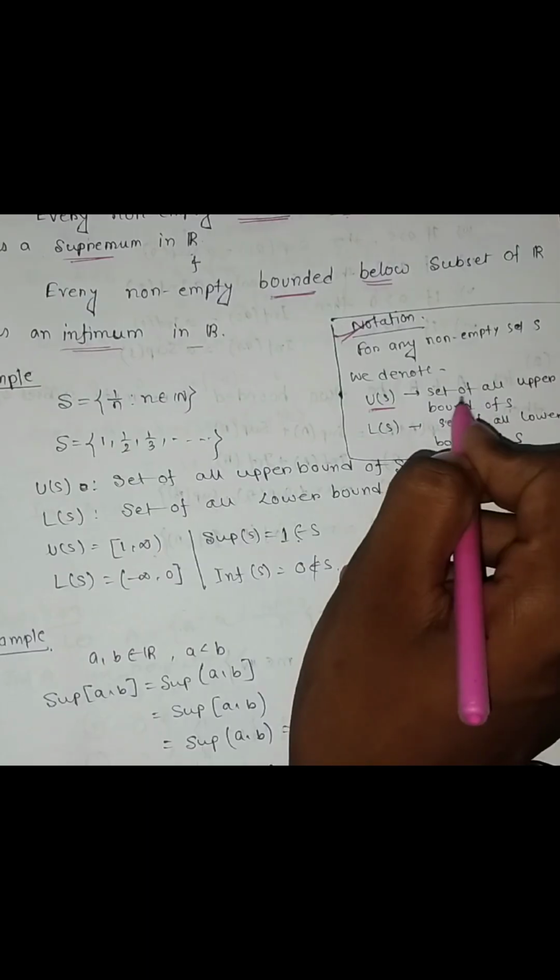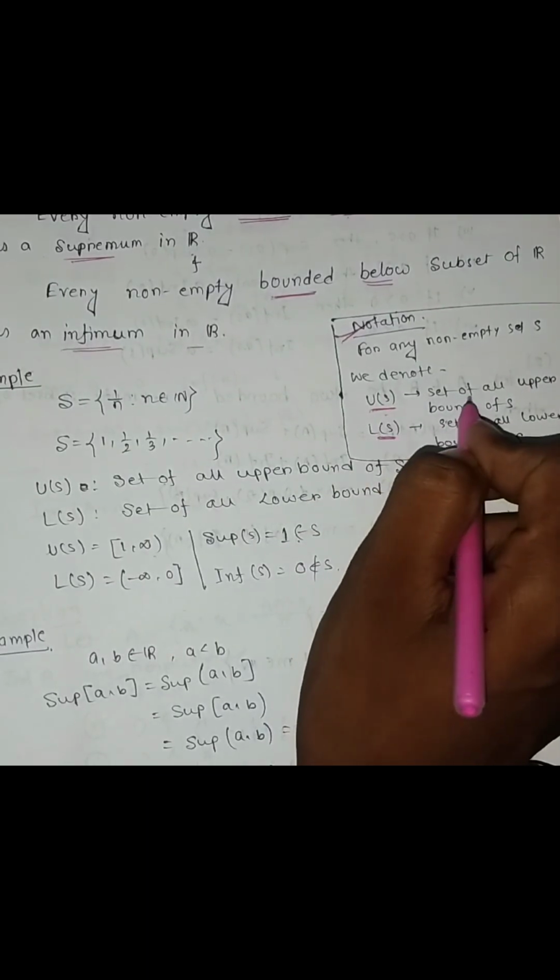Okay, now some notation you can see. U(S) means, in my lecture I want to define, U(S) as the set of all upper bounds and L(S) as the set of all lower bounds. For example, H is equal to 1/n, meaning 1/2, 1/3. So U(S) means the set of all upper bounds of S.